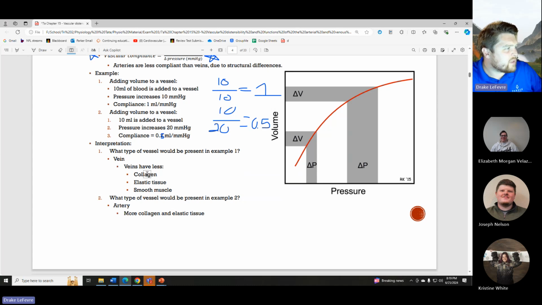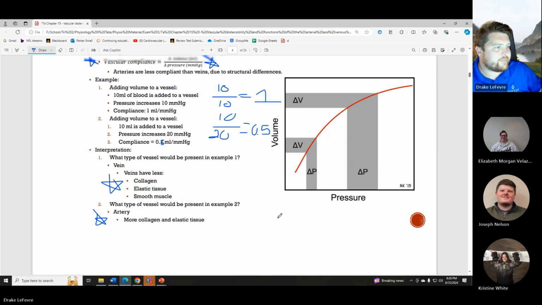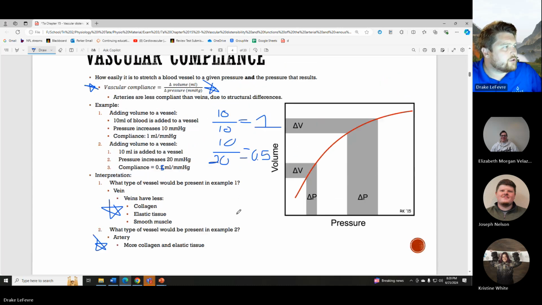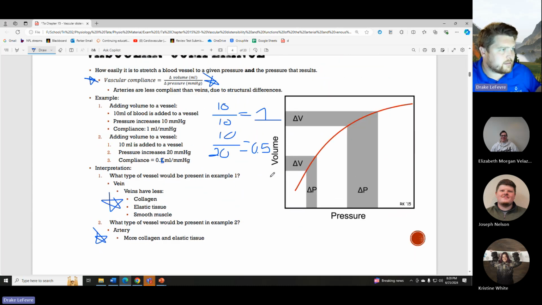Looking at this again, this is just more reasons why veins are more distensible and more compliant versus arteries. Any questions about compliance?